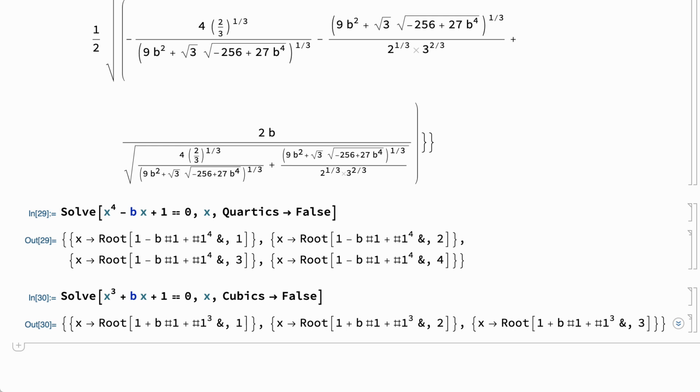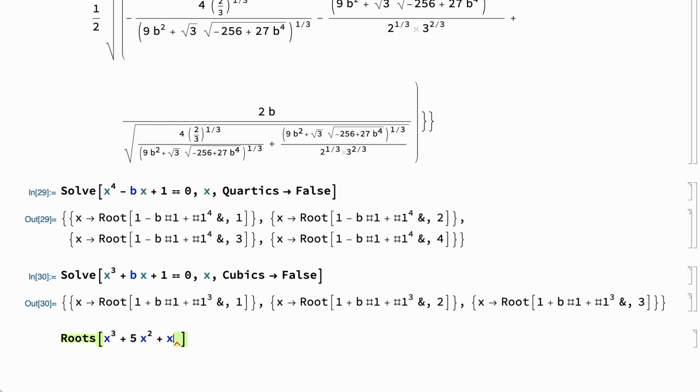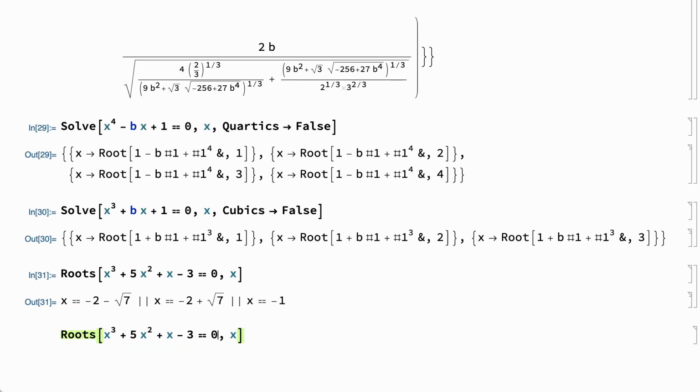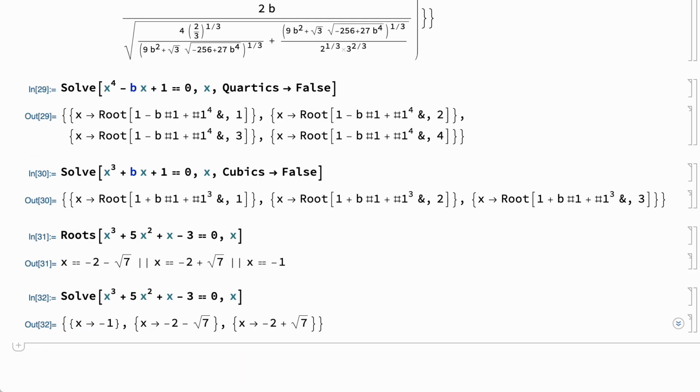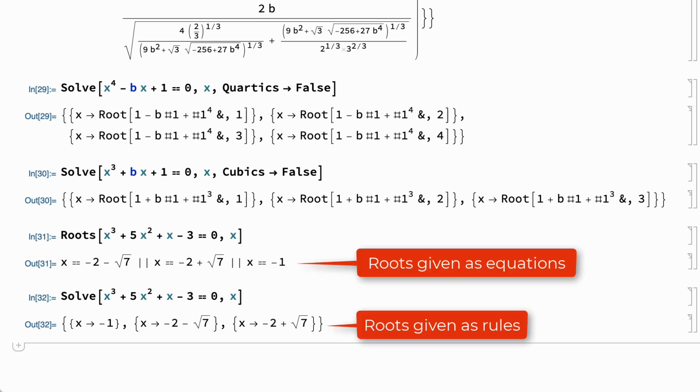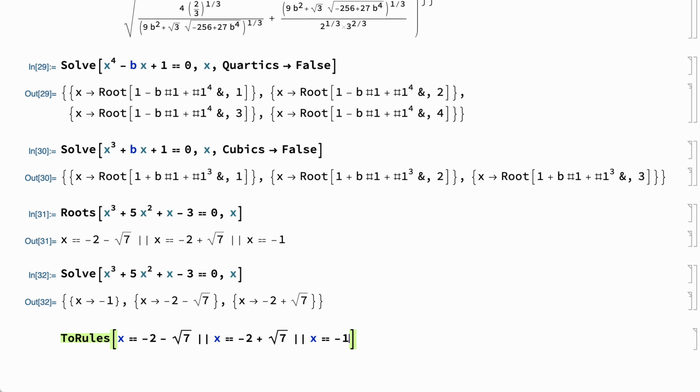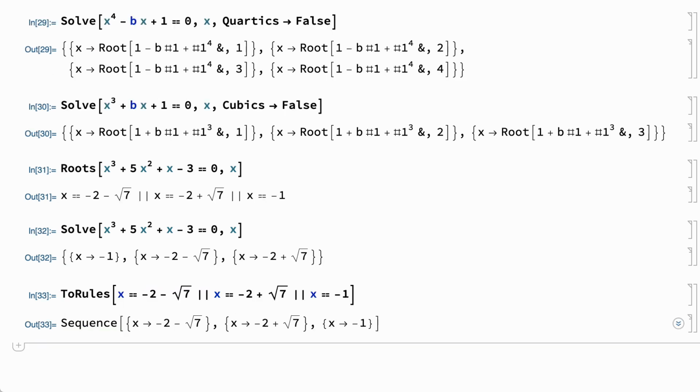For this special case of computing roots of a polynomial rather than using Solve, there's a separate function called Roots. For example, this shows Roots giving the roots of a cubic polynomial. For comparison, here is the equivalent result from Solve, which gives the roots in a different order, but the values are the same. Also, unlike Solve, the result from Roots is given as a logical combination of equations rather than using lists of rules. The result from Roots can be converted to lists of rules using the ToRules function.